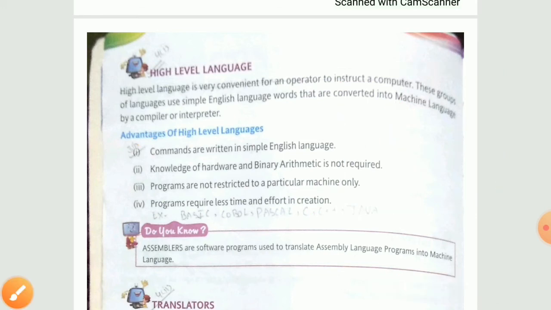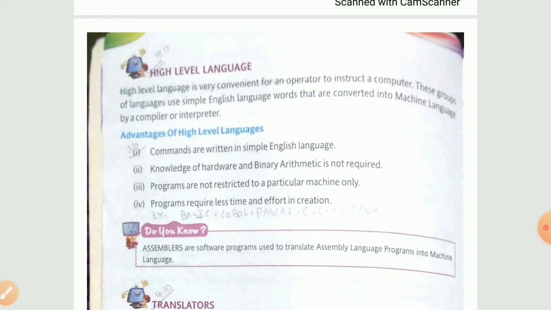Step number 3, programs are not restricted to a particular machine only. Now see what happens in high level language: when you write a program, it is not depending on the machine. Whichever machine you run that program on, it will work perfectly fine. That is the main advantage of your high level language. Okay, fourth one, programs require less time and effort in creation. Why? Because these are high level languages and we know what we are writing, simple English language words. That is why it takes less time and less effort, because we write less code in these high level languages.